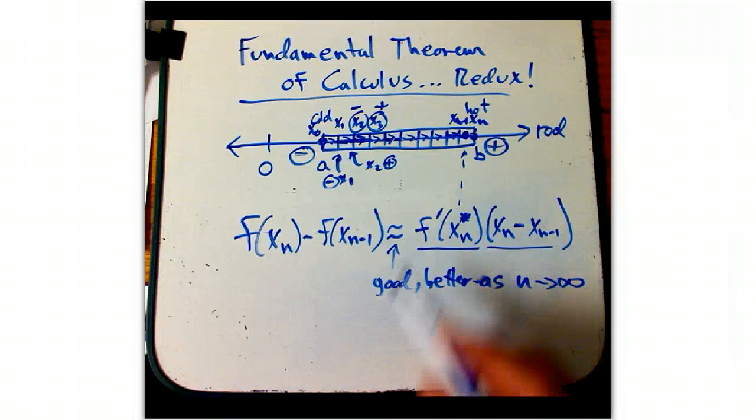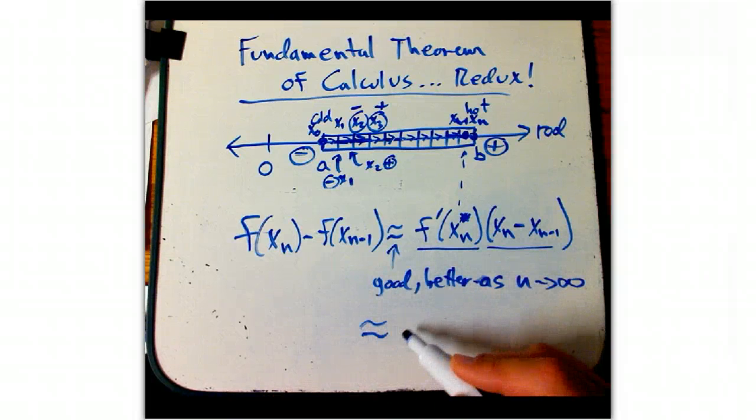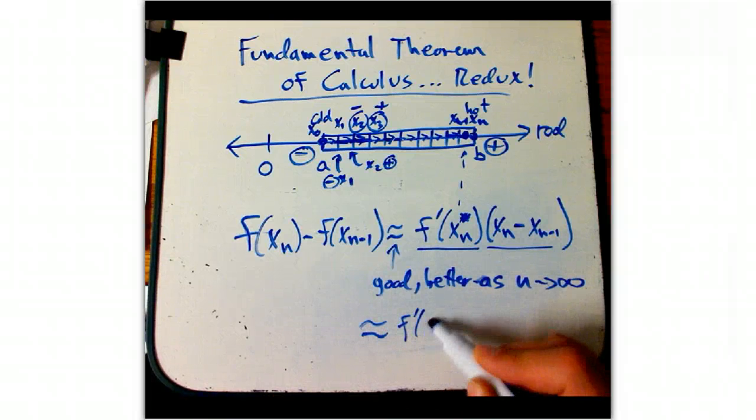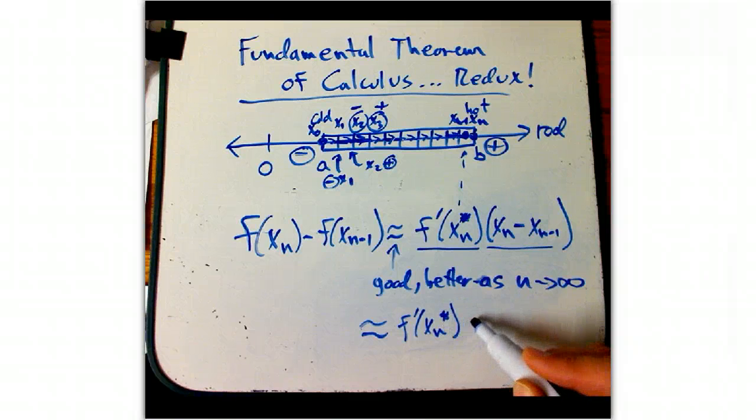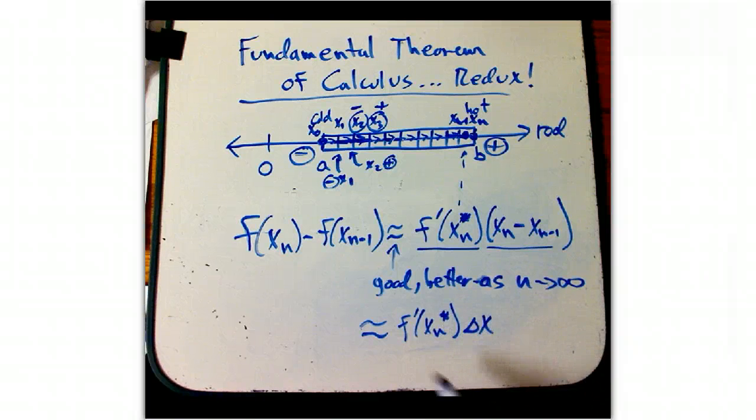Okay. So, in other words, let me just rewrite that. It's f prime of xn star times delta x. So that says that each local change has to do with the derivative and also how big the local pieces are. Okay.